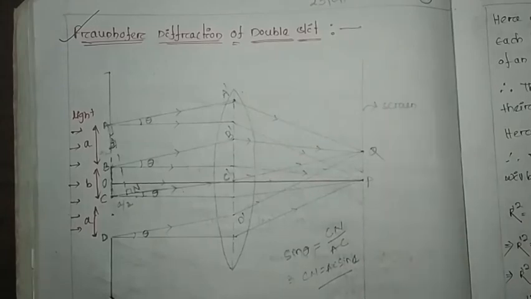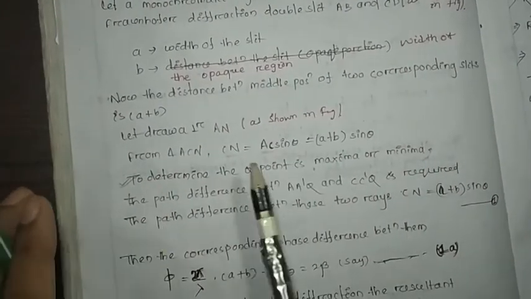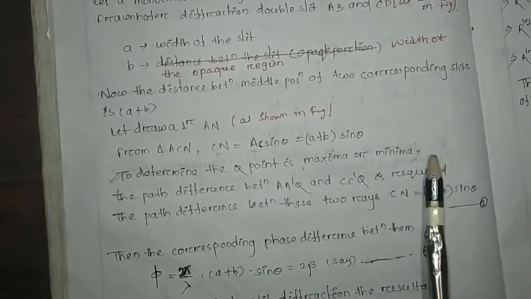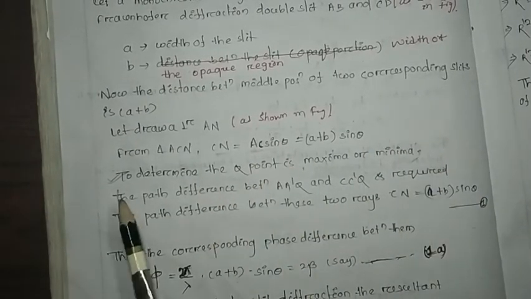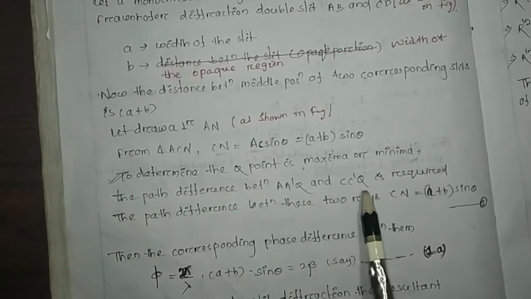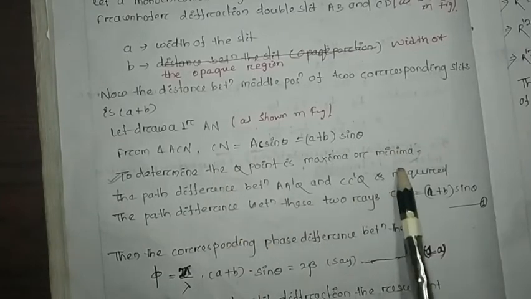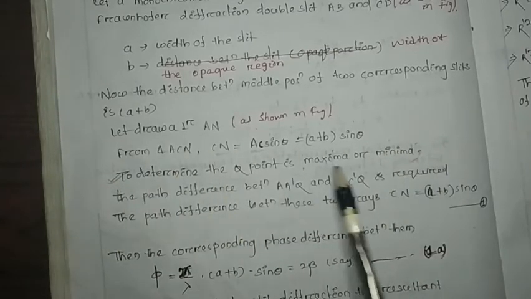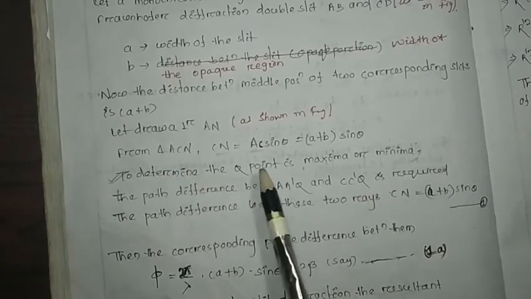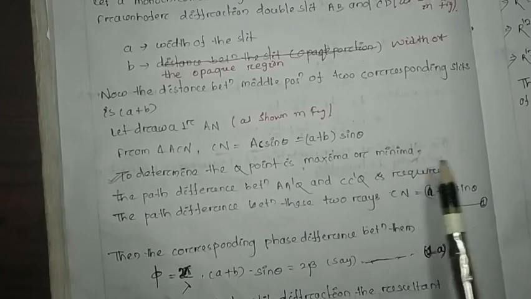So whether the Q point is maxima or minima can be determined if we can determine the path difference between A dash Q and C dash Q. Only for that it is written in this language: to determine whether the Q point is maxima or minima, the path difference between this and this is required.